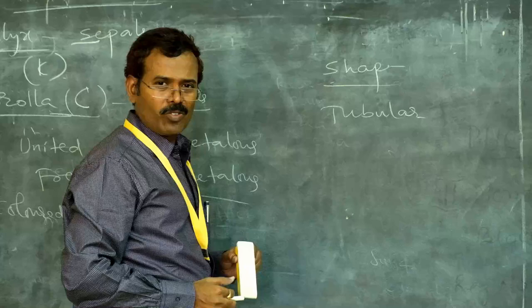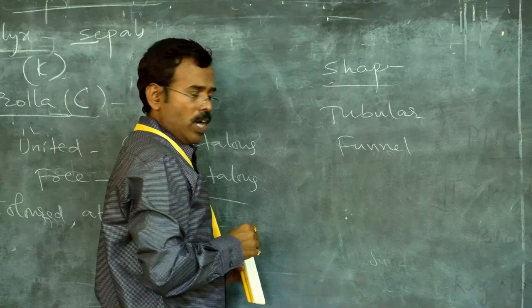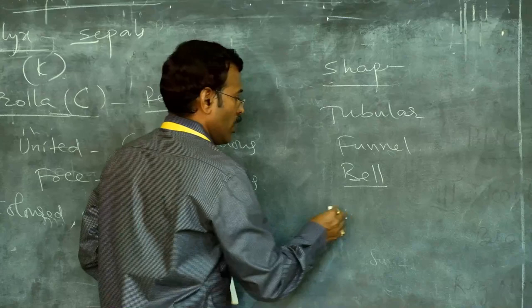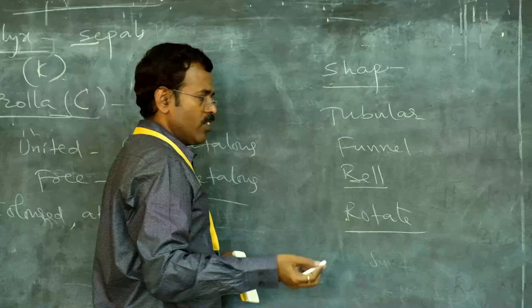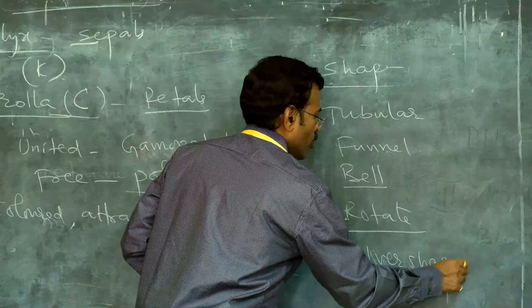It can be funnel shape. It is seen in datura. It can be bell shape or campanulate. It is seen in cucurbita. It can be rotate or wheel shape, or it can be salver shape. So we have different shapes of corolla.